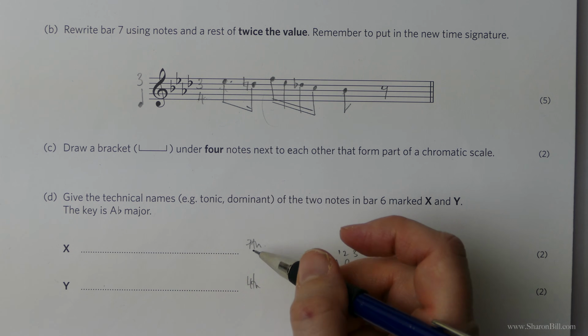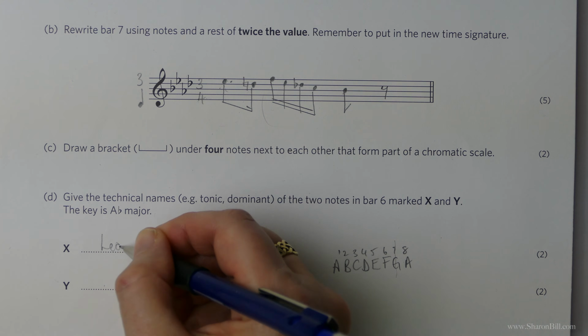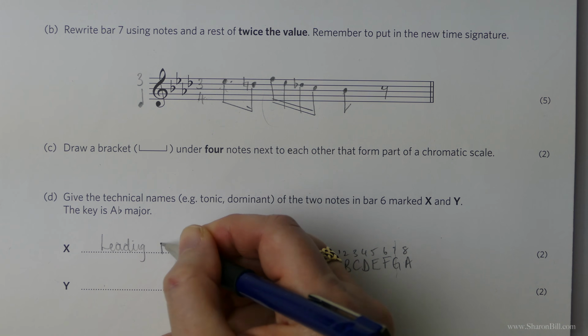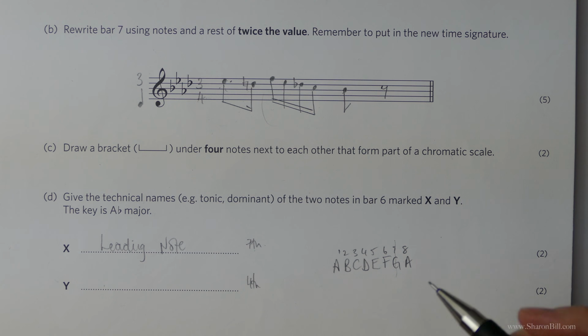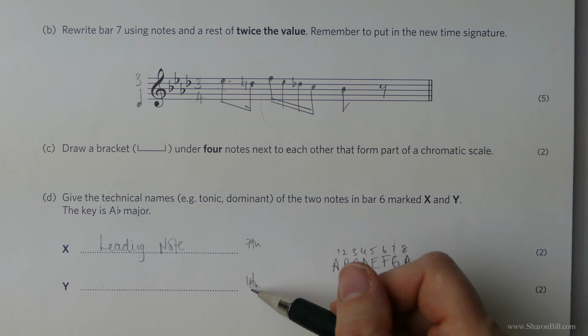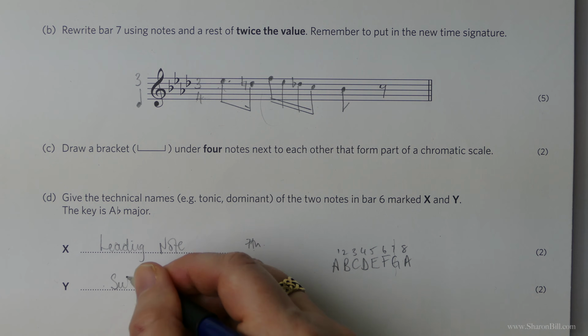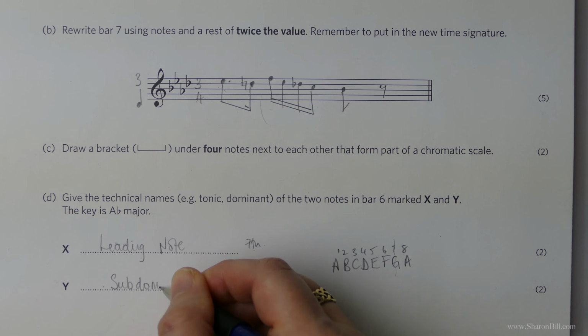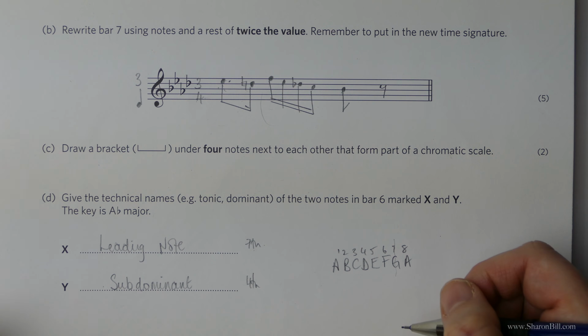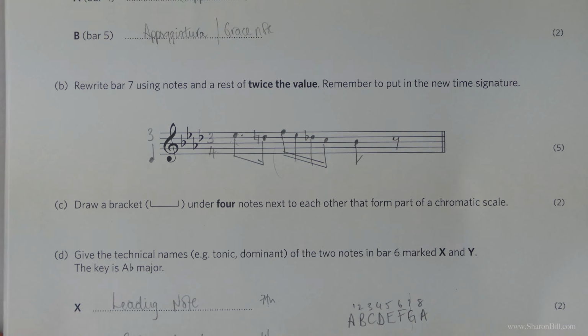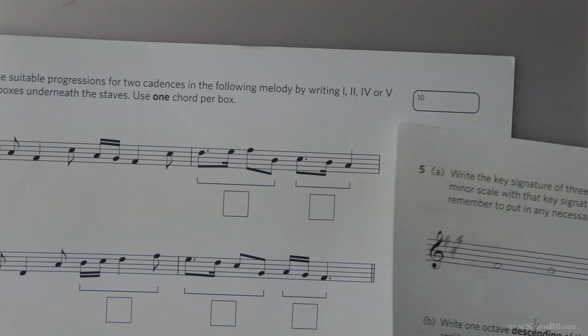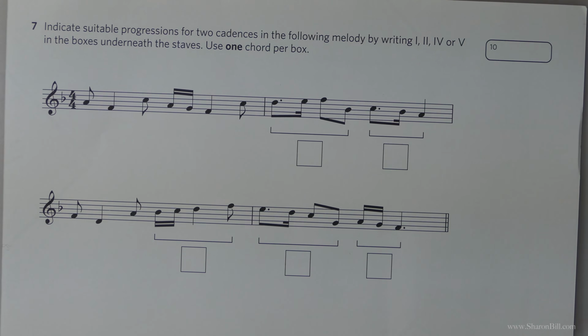However, the 7th is called the leading note. Leads back to the tonic. And then the 4th is the subdominant. There we go. So that's that one. So turning over the page, and we can just quickly finish this paper.